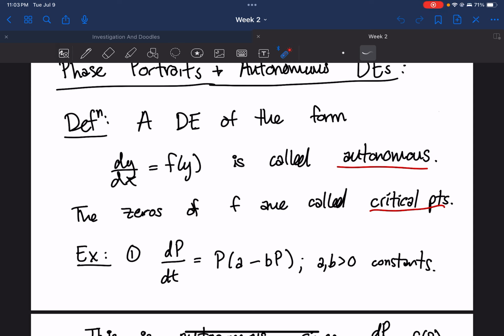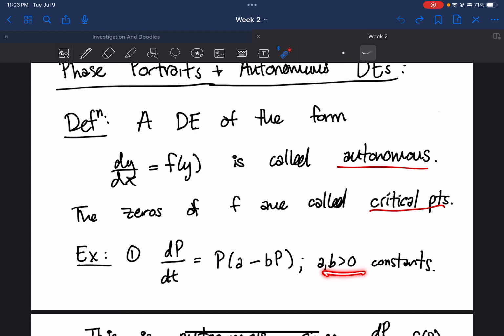So here you go. Here's an autonomous differential equation for you. dp dt equals p times (a minus bp). And notice that the t does not show up over here, right? No t's on the right-hand side. That means this is just a function of p, which is my dependent variable. So this is autonomous. And we're just going to assume a and b are some positive constants.